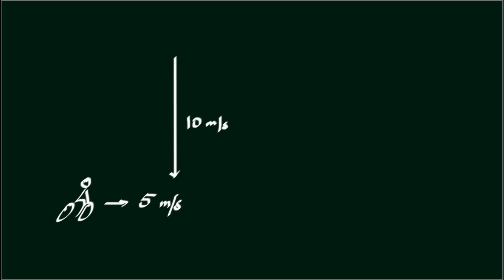The first problem is, in the ground frame, the rain is coming down at 10 meters per second vertically, and in the ground frame, the cyclist is moving to the right at 5 meters per second. Let us take the positive x-axis to the right and the positive y-axis straight up. So the velocity of the rain in the ground frame is minus 10 j cap, and the velocity of the cyclist is 5 i cap.